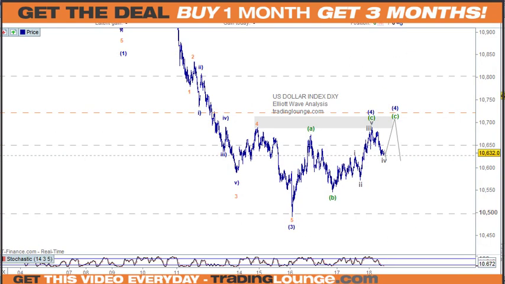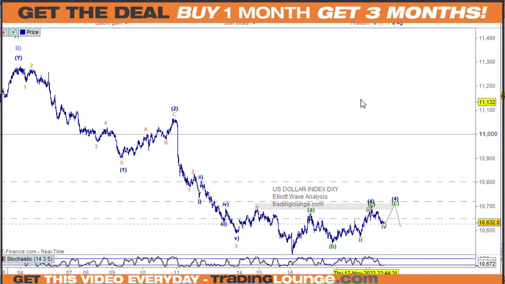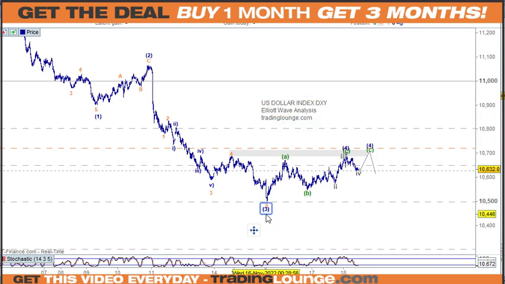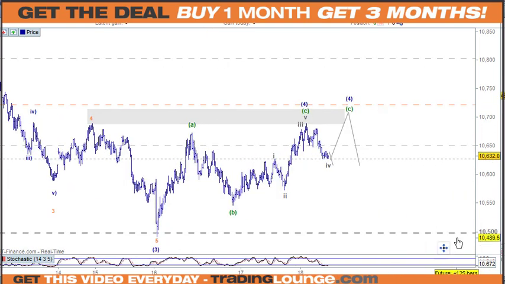So over to the US dollar. With the US dollar here, we're looking at this top here, and as you know, we've been counting down as 1 and 2, and then we've been looking down for wave 3 here with a nice 1, 2, 3, 4, 5 here, and then we've been looking for wave 4.